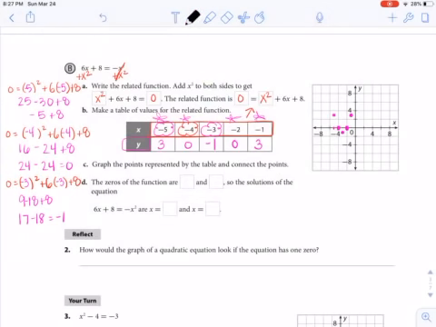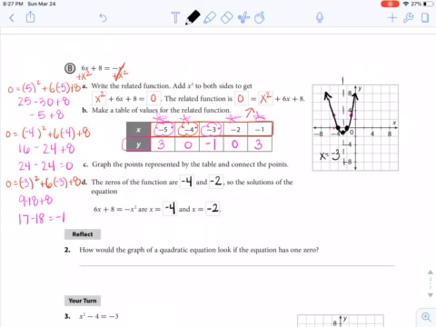And so if I connect those points, I'm going to get a graph like that. My axis of symmetry is going to be at negative 3, so x equals negative 3, which is right here. And my zeros are going to be at negative 4. So the zeros of the function are negative 4 and negative 2. So the solutions of 6x plus 8 equals negative x squared are x equals negative 4 and x equals negative 2.